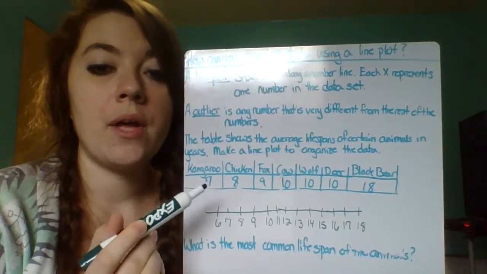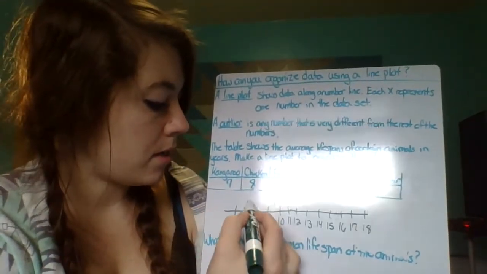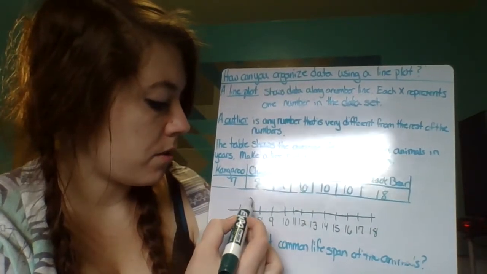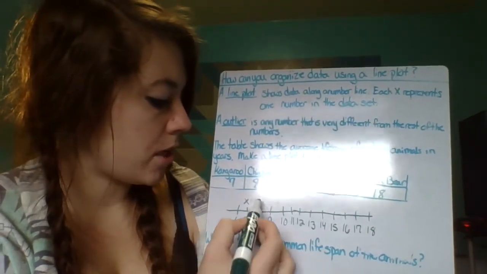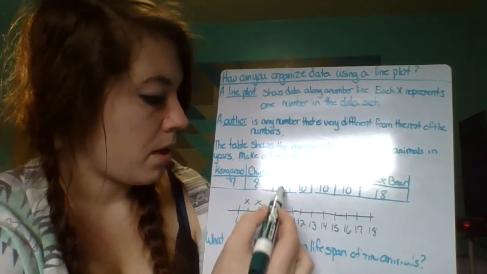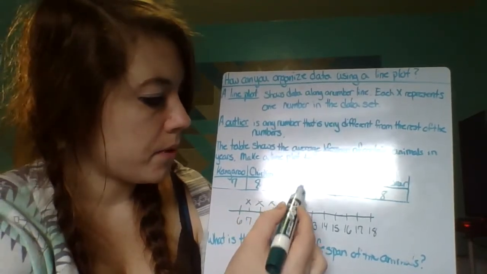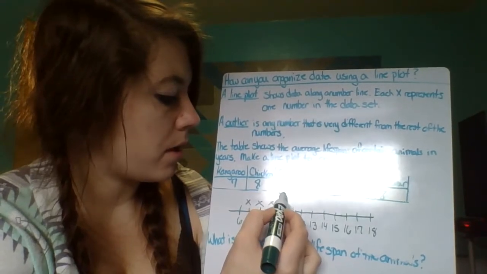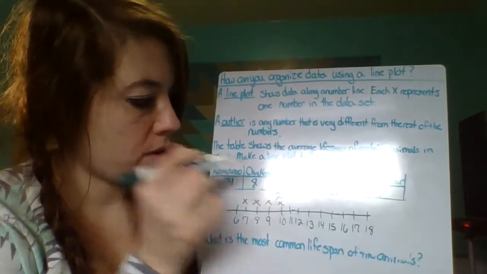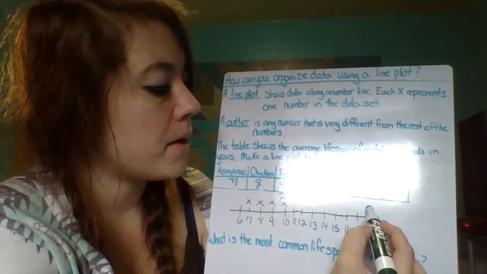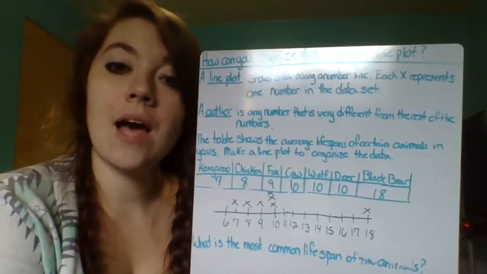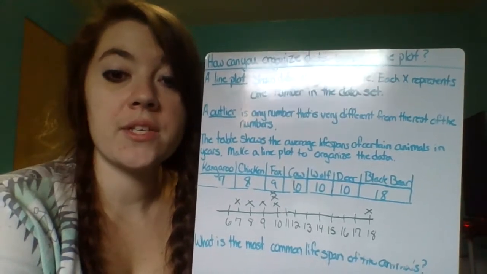So kangaroo had 7 years. So that's an 8. Sorry. So there's our kangaroo value. Chicken was 8 years. Fox was 9 years. We had a cow, a wolf, and a deer, all at 10 years. And then all the way up here at 18, we have the black bear. So there is our line plot. That's what you guys are doing.